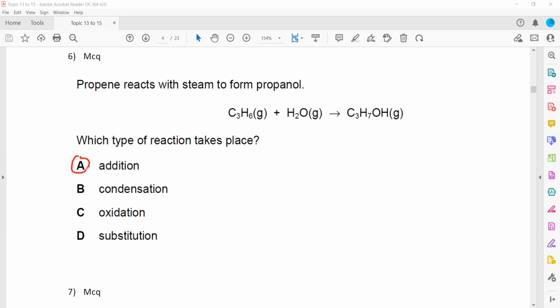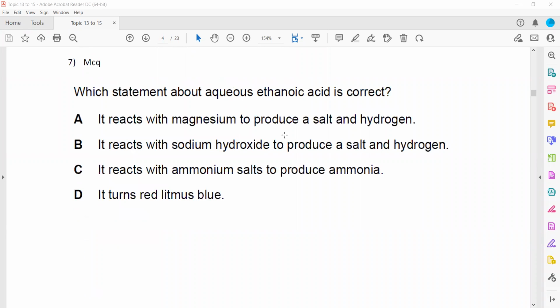Condensation is when a water molecule is given off, oxidation means addition of oxygen, and substitution means when an atom or group of atoms replaces or displaces another.